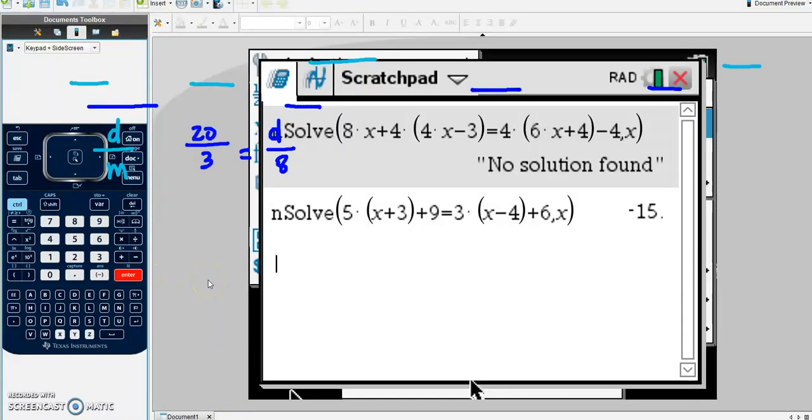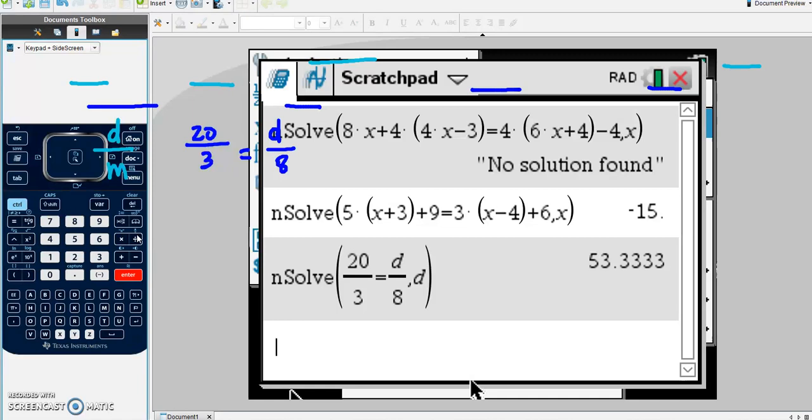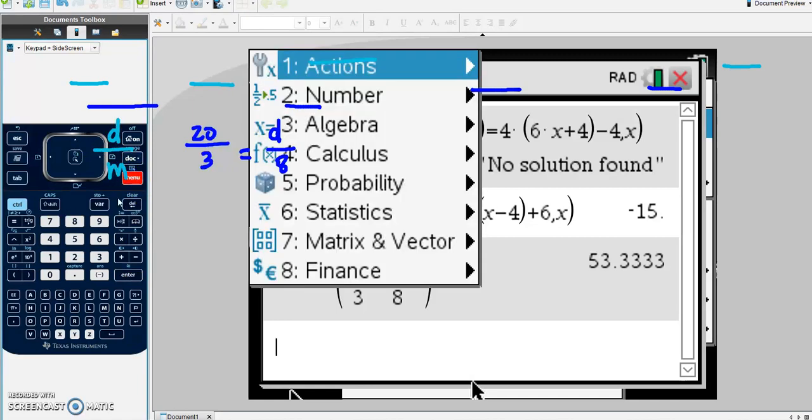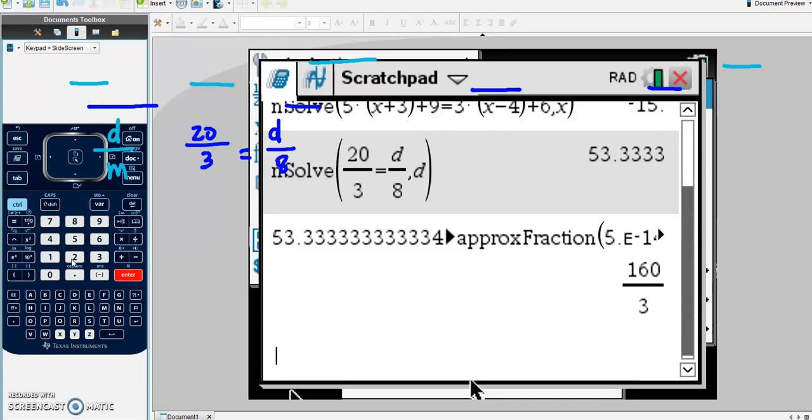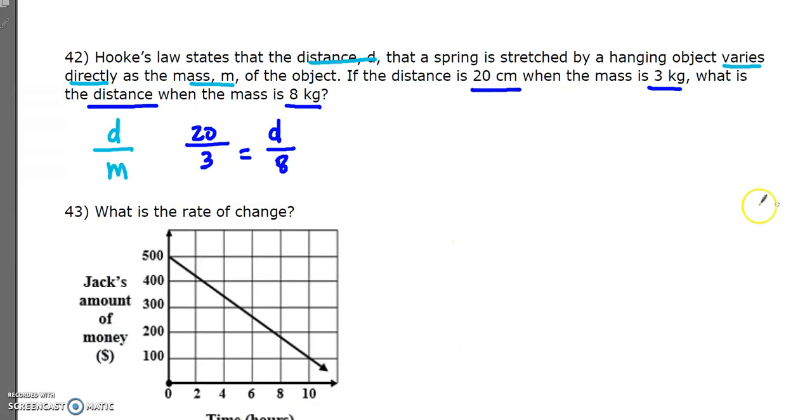So again, here we are. I'm going to go to menu 3, 1, and I have two fractions, so control divide to make my division bar. So I've got 20 over 3 equals another fraction bar, the letter D over 8, and then this time it'll be comma D, because that's the variable I have, and my answer will be 53.333 repeating. Remember, we went to menu, and then number 2 for number, and 2 for approximate to fraction, and then we hit enter again. So we end up with 160 over 3. So I pull that back up. So my answer here would be the distance is going to be 160 over 3.